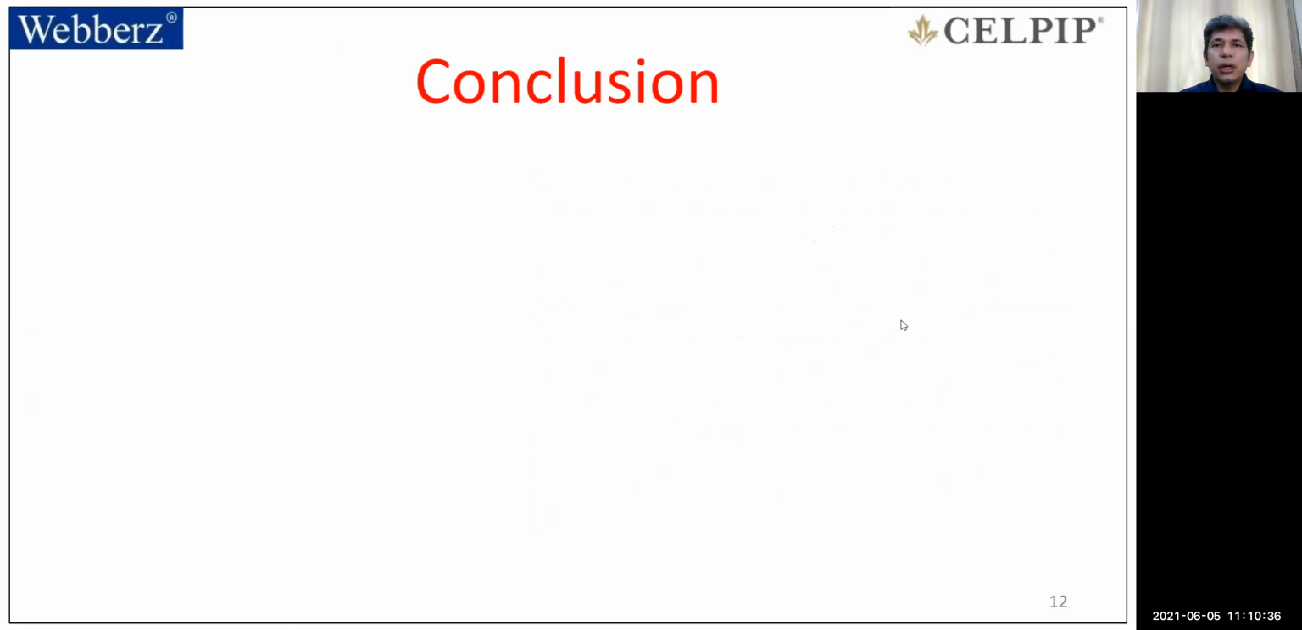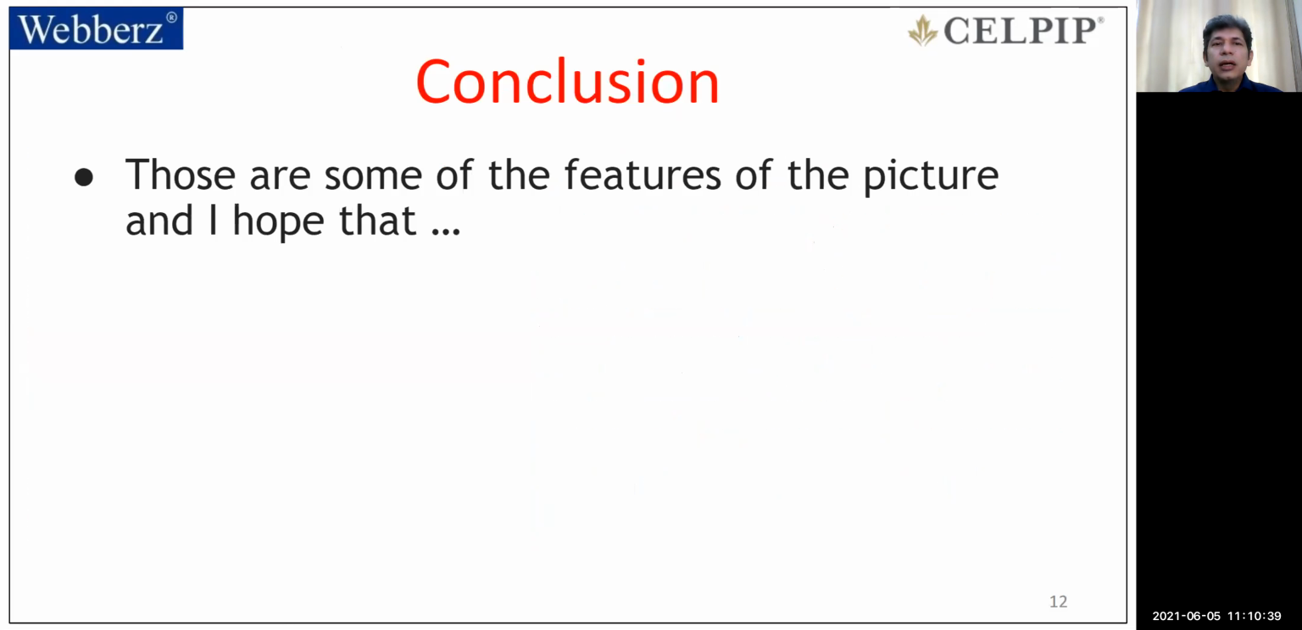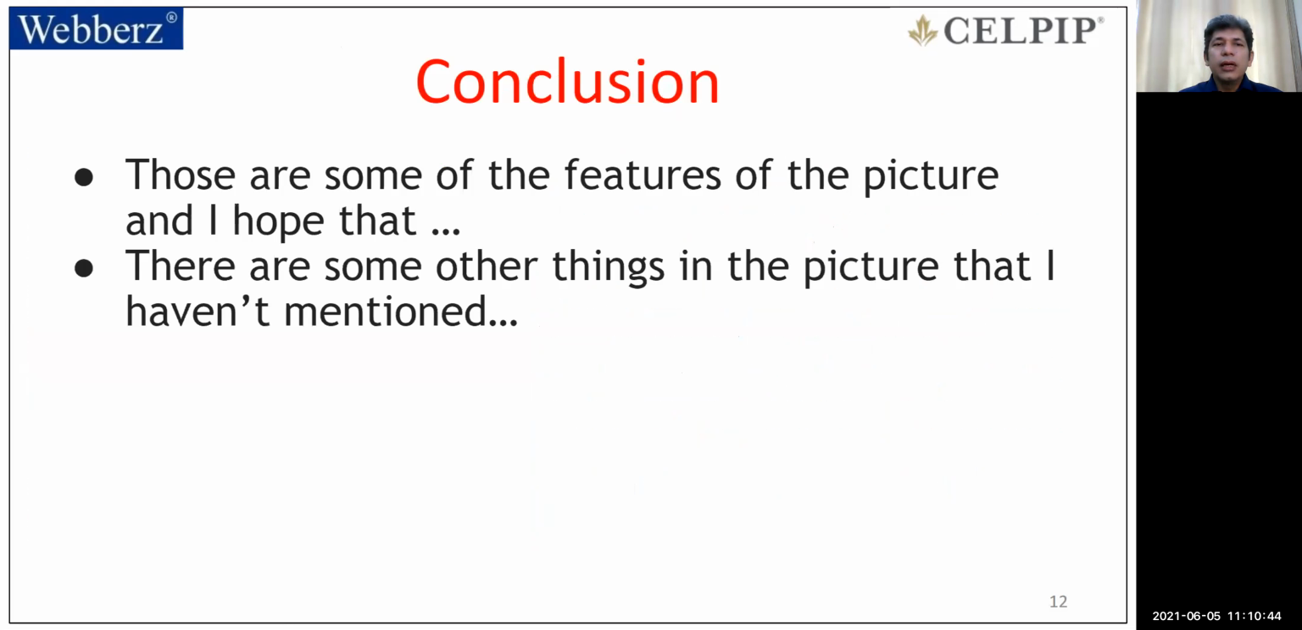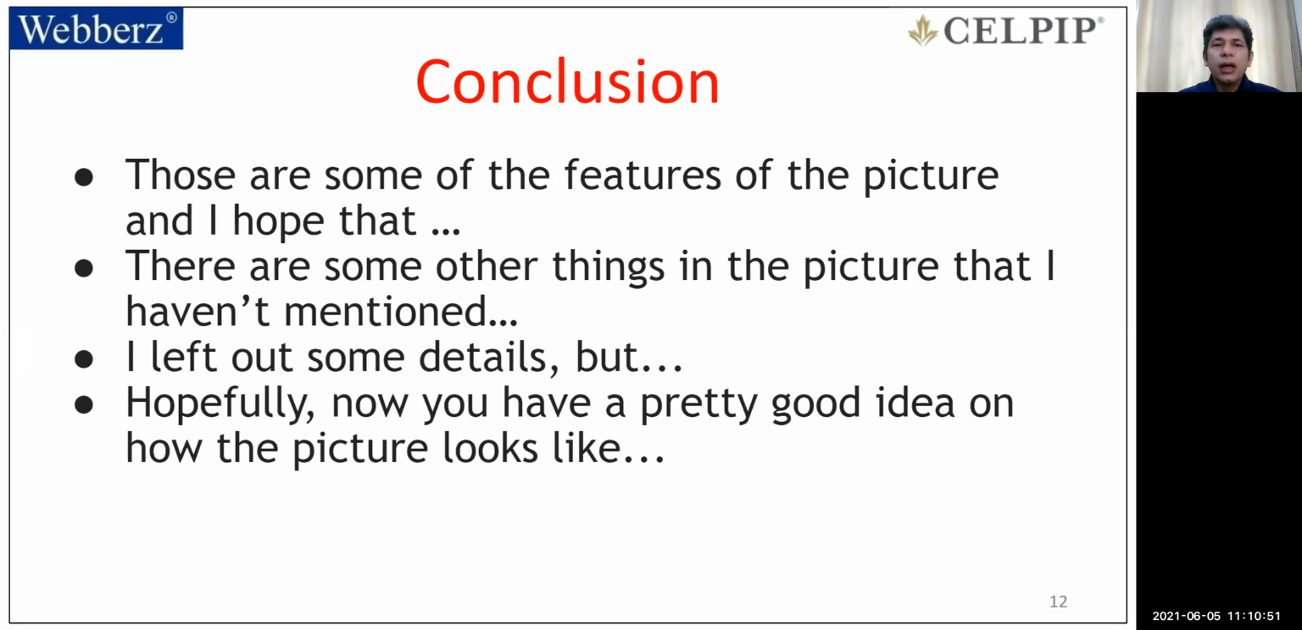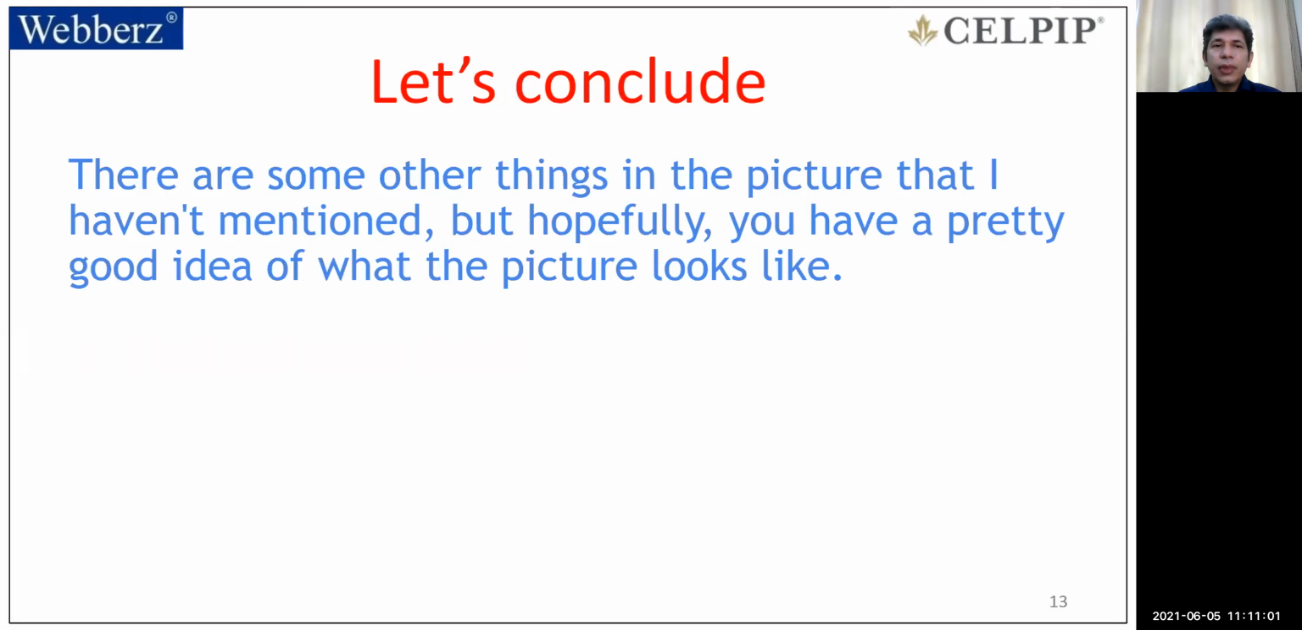Now comes the conclusion. In conclusion, what we can do: there are some of the features of the picture, and I hope that there are some other things in the picture that I haven't mentioned. I left out some details, but hopefully now you have a pretty good idea of how the picture looks. We can use any of these sentences to cover up the things that we left out. Let's try to conclude. There are some other things in the picture that I haven't mentioned, but hopefully you have a pretty good idea of what the picture looks like.